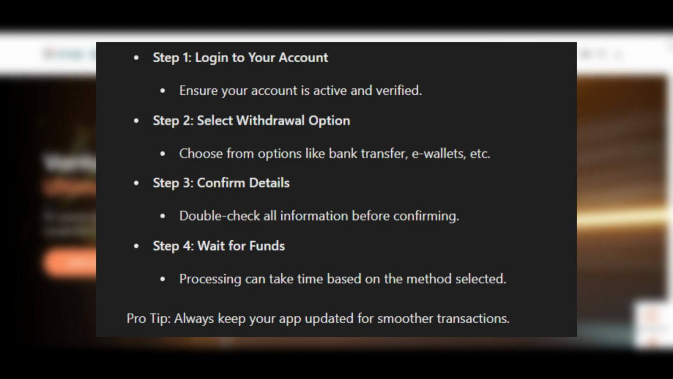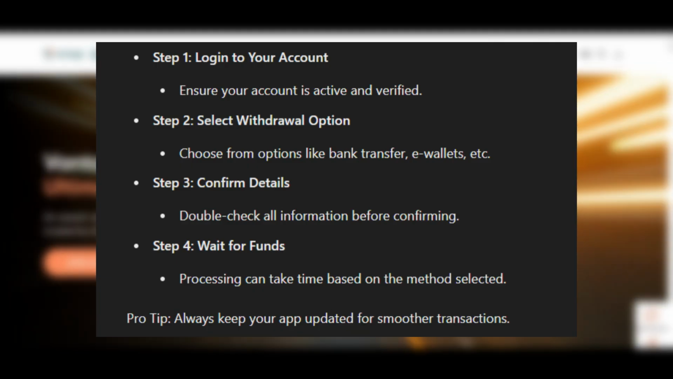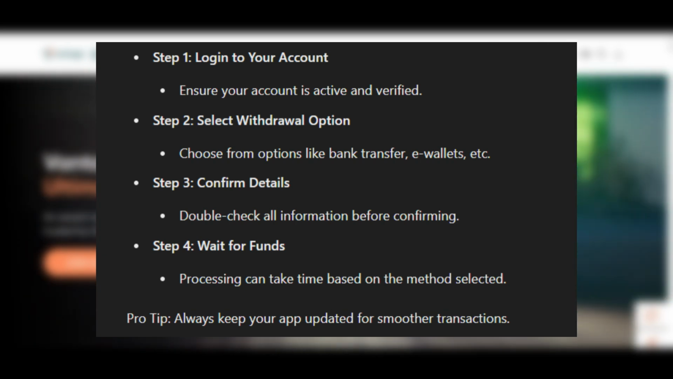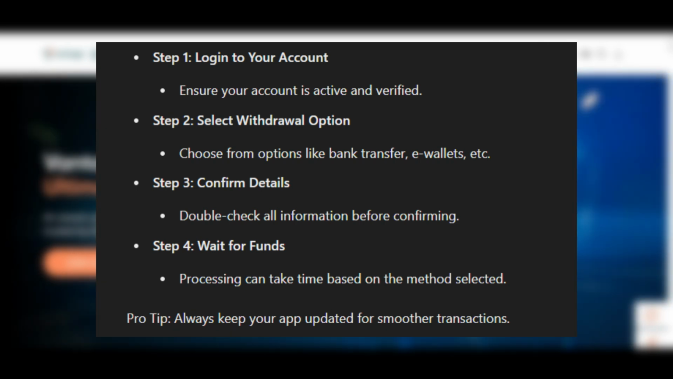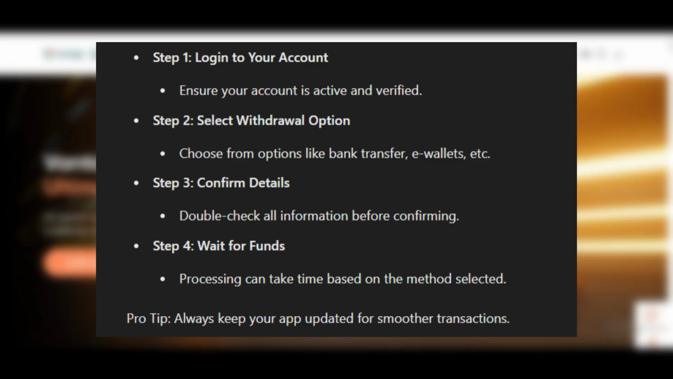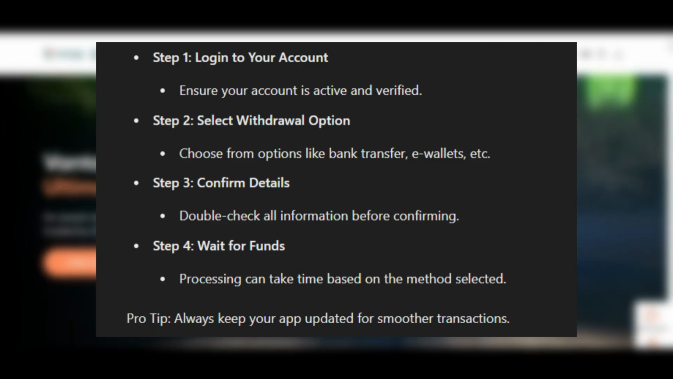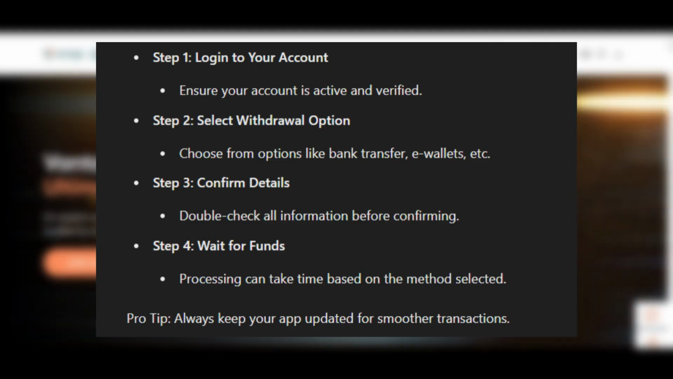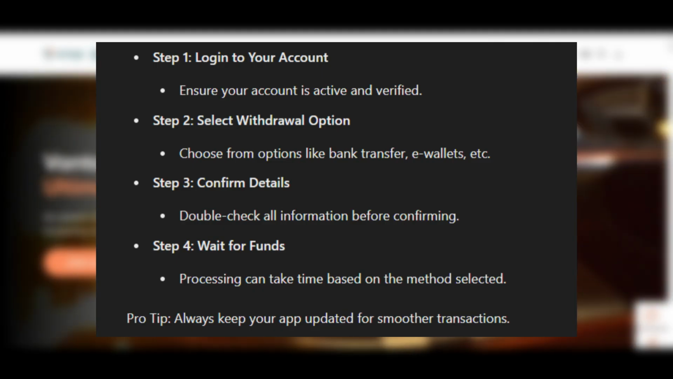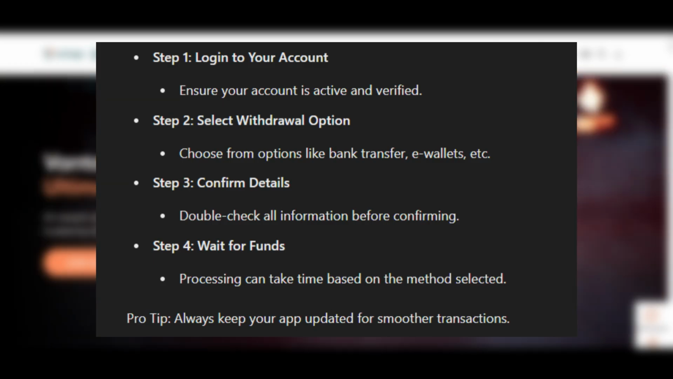Select withdrawal method. Vantage supports various withdrawal methods like bank transfers or e-wallets. Choose your preferred option. Enter withdrawal amount. Specify the amount you want to withdraw and review the transaction fees, if any. Then confirm withdrawal. Review all details carefully. Once everything looks good, confirm the withdrawal request.